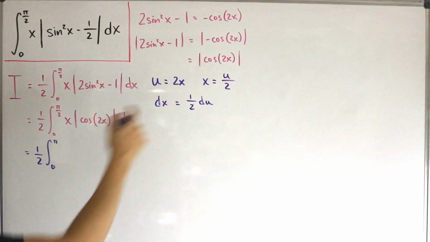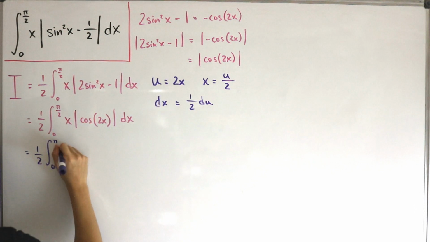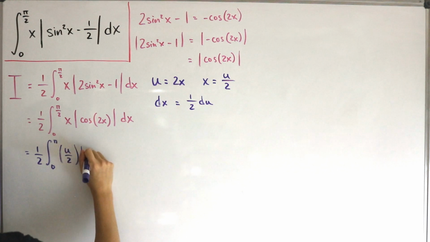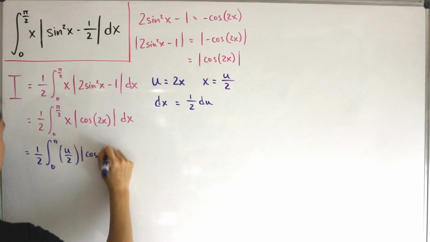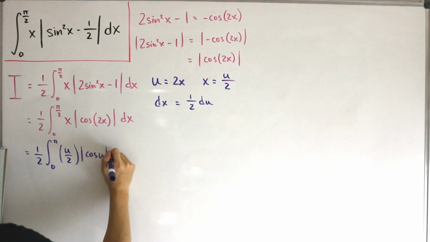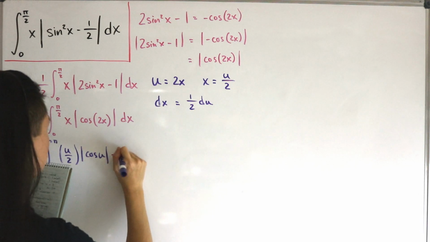And now just simplify, or rather substitute some stuff back in for x, the new x in terms of u. So what we have is u divided by 2, and then multiplied by cosine of, so the 2x, that means that's just going to be cosine of u, then close up that absolute value, and then simply multiply the differential over here. So we have 1/2 du.